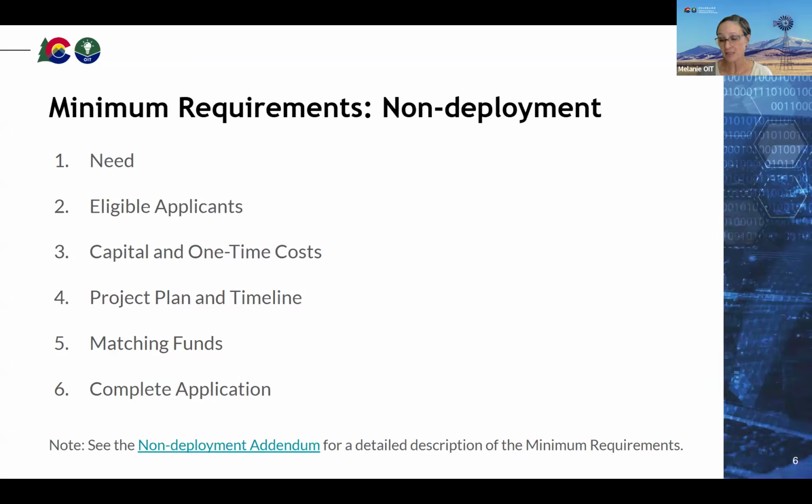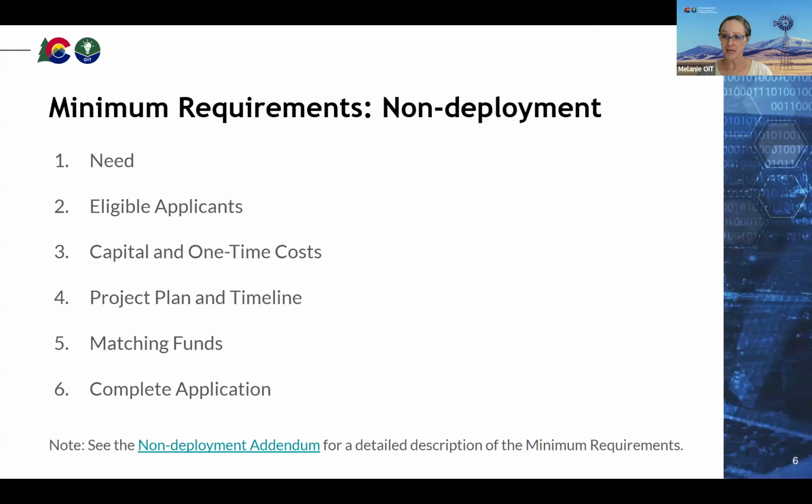You'll need to create and submit a project plan and a timeline, as well as matching funds. Now, matching funds are 15%, but it is also okay to do in-kind matching funds. So staff time, things like that. And we need a complete application.